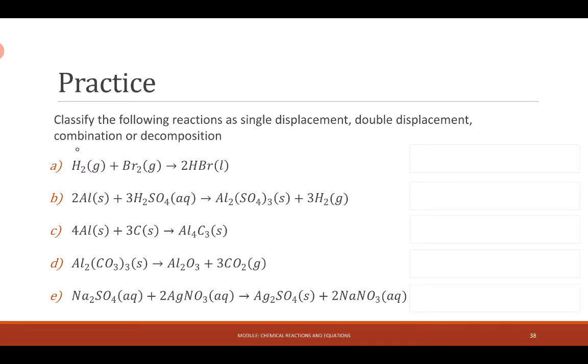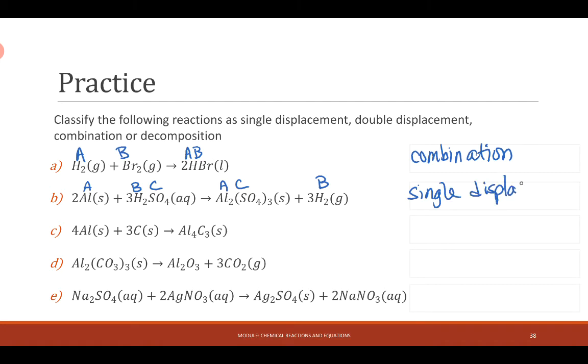All right, so this first one here is A and B, and now it's A and B bonded together. So that is a combination reaction. I see aluminum by itself, and then that's 2 substances, and now aluminum's bonded to that. So that's A, B, C, and now it's A bonded to C, and then B by itself. And so that's single displacement. Now I can see that I start off with 2 things, and now they're bonded together. So that's a combination reaction.